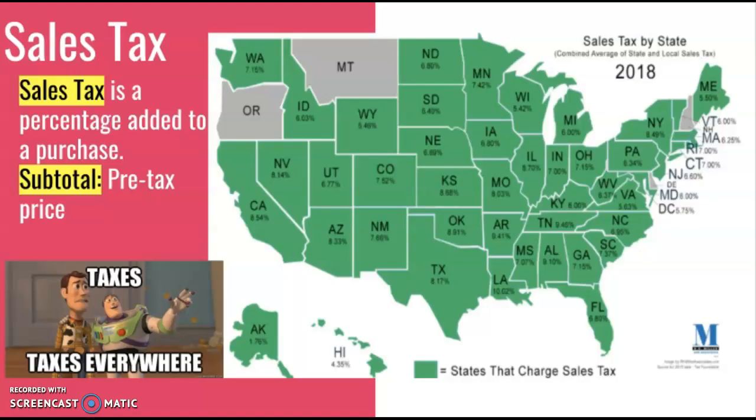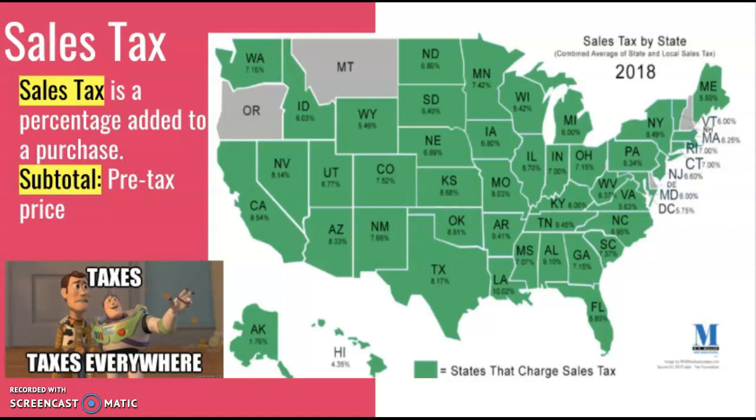So we're going to start by talking about taxes. A really smart man once said that there are only 2 things in life that are for sure, and that is death and taxes. So sales tax is a percent that gets added to a subtotal. The subtotal is the cost of your items before tax. We then calculate the tax based on the subtotal and add it so that your total overall is your subtotal plus your tax.